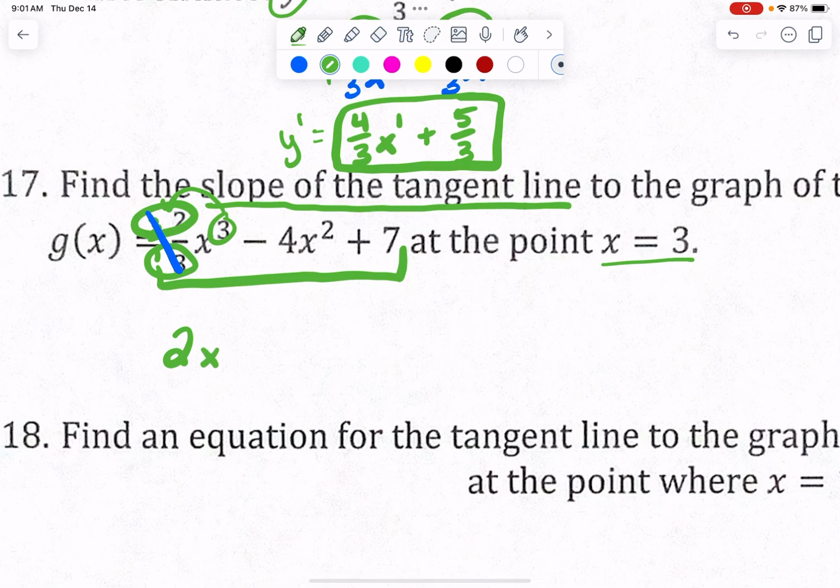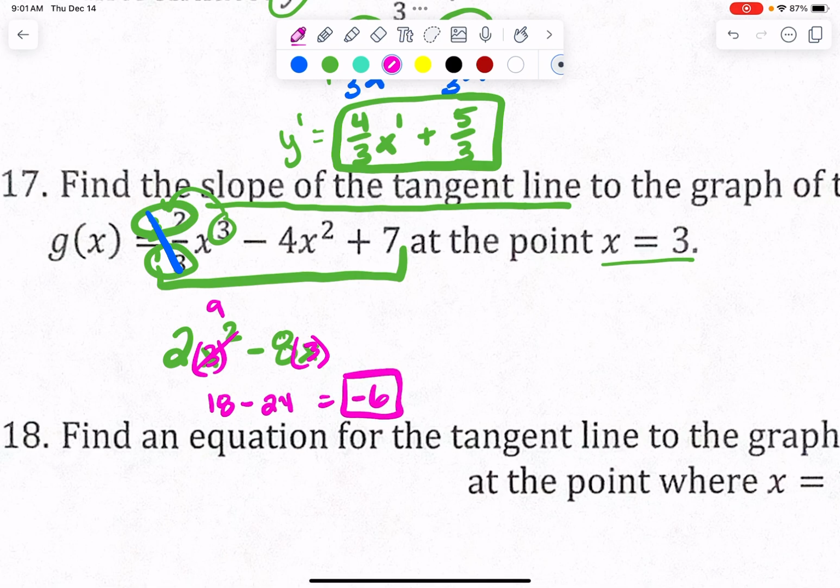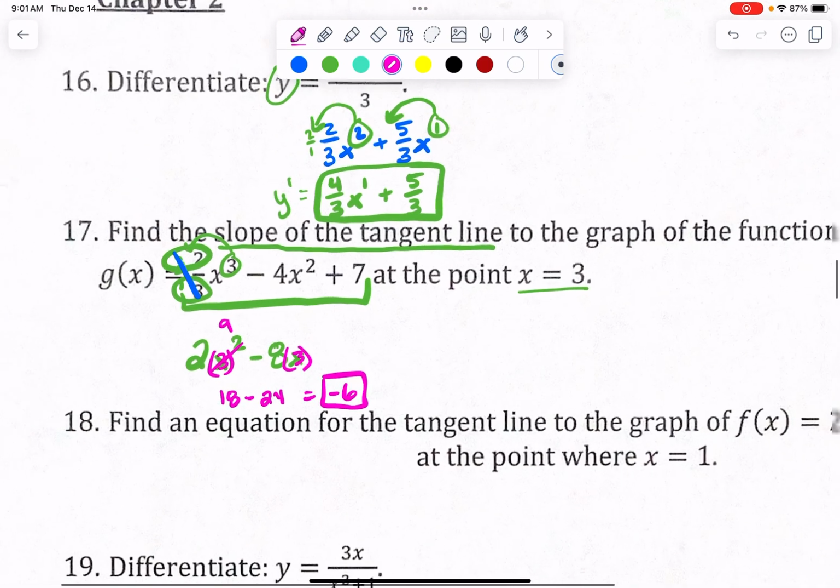So that would be 2x squared minus, this guy becomes 8x, and then the 7 goes away. And now I want to plug 3 in. So I'm going to put 3 here, and I'm going to put 3 here. And 3 squared is 9, times 2 is 18, minus 8 times 3 is 24, and that is like -6, I think, or something. Okay, so that one was just slope of tangent line.